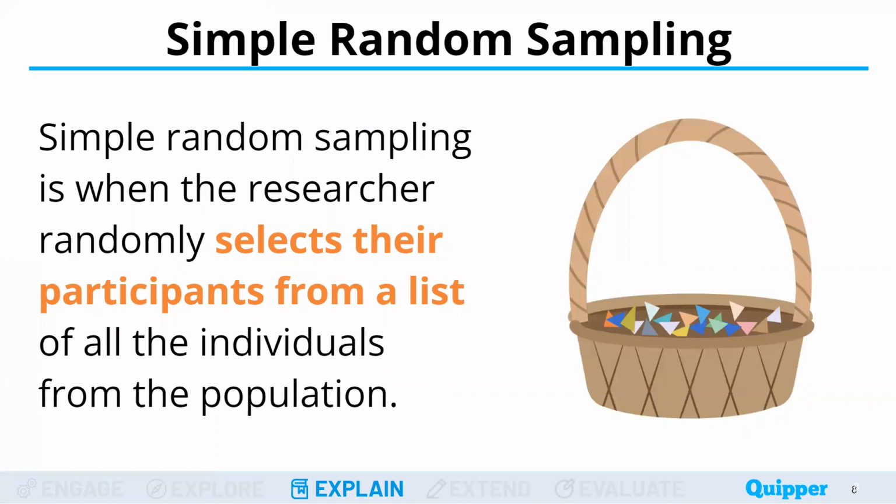Simple random sampling. Simple random sampling is when the researcher randomly selects their participants from a list of all individuals from the population. Yan, parang ganun nga, no? So since hindi naman lahat ng nasa population ay dapat nating i-interview, kukuha lang tayo. Okay? So random select and kahit anong section yan, kahit babae man o lalaki, as long as pasok siya sa criteria na student siya and then taga Las Piñas, then that would be part of our interviews.